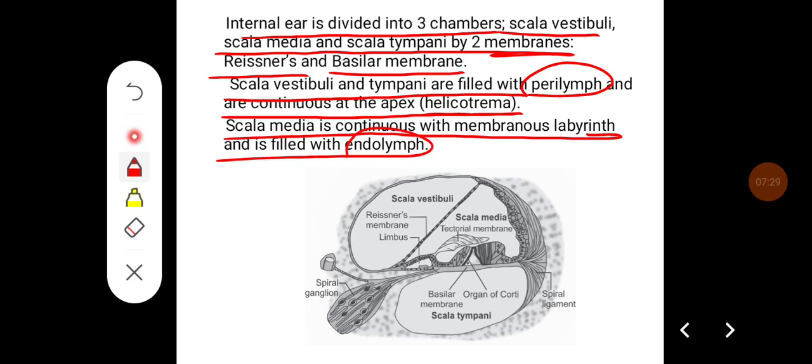Here you can see the cross section of the cochlea, which through the two membranes, that is basilar membrane and Reissner's membrane, divides the canal into the three parts: scala vestibuli, scala media, and scala tympani. Scala vestibuli and scala tympani are continuous and have perilymph in them, whereas scala media is filled with endolymph. And here you can see the organ of Corti, which is a sense organ of audition, which harbors many hair cells in it.